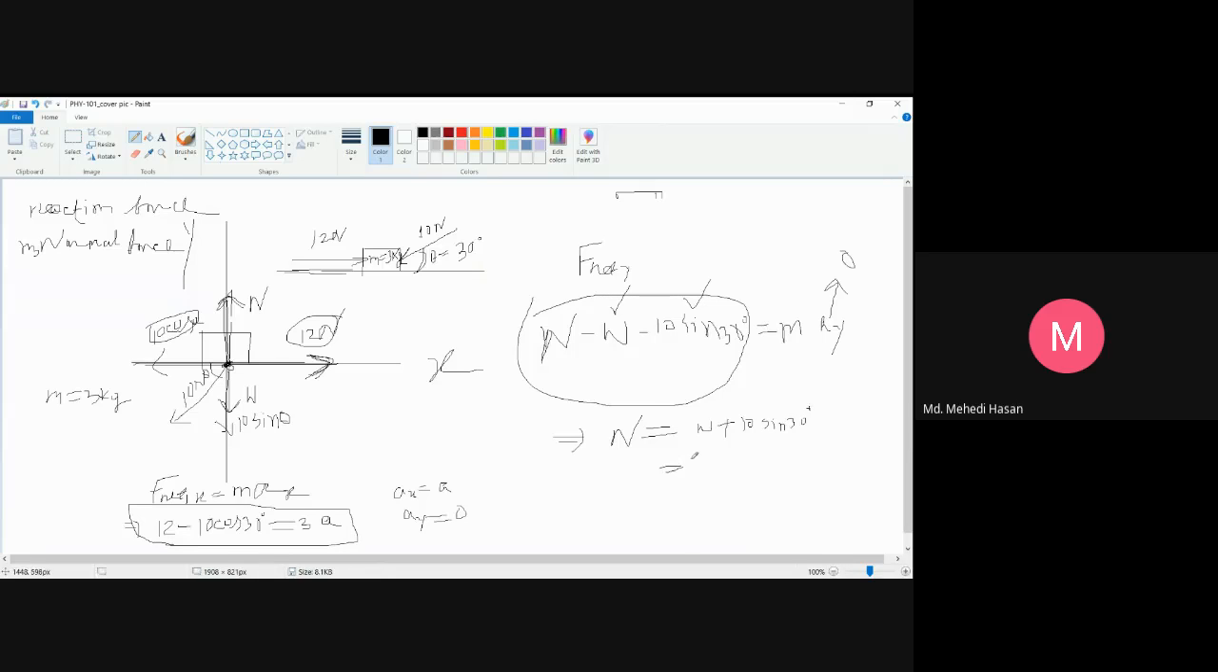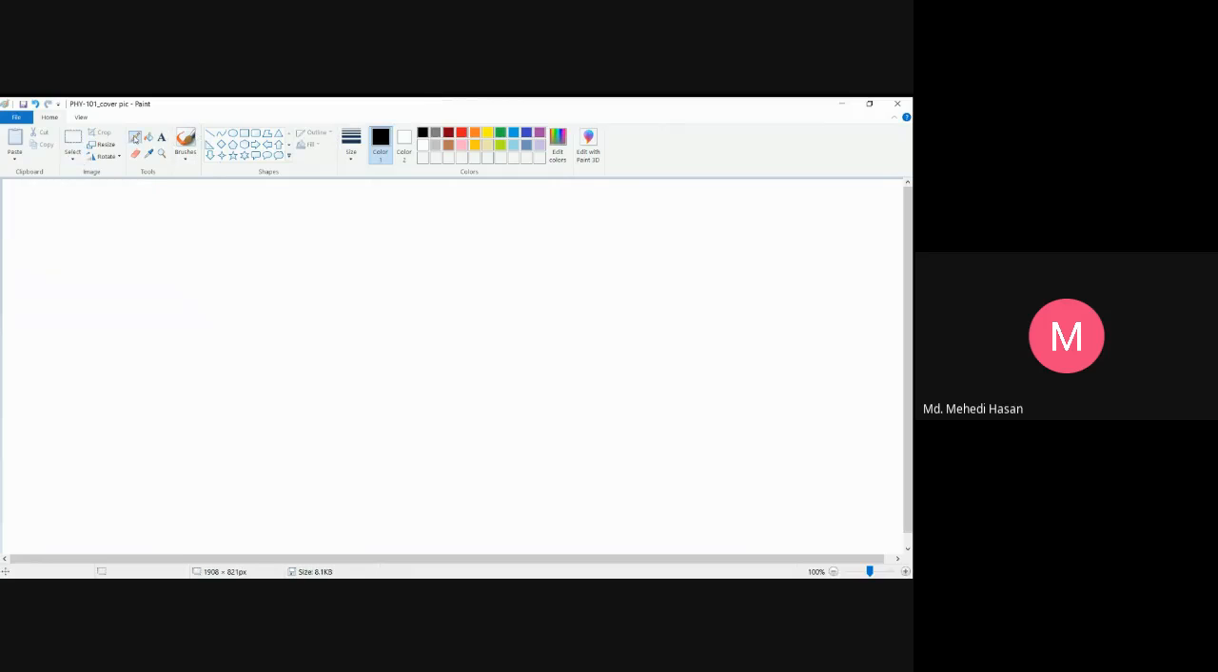So weight is equal to mg. We know that weight is the force due to acceleration due to gravity. This is mg plus 10 sine 30 degrees, and from that equation we can easily find the normal force. So this is the procedure to solve a problem by using a free body diagram, and this diagram is called a free body diagram. Let's talk about the forces involved in this chapter, in these topics basically.